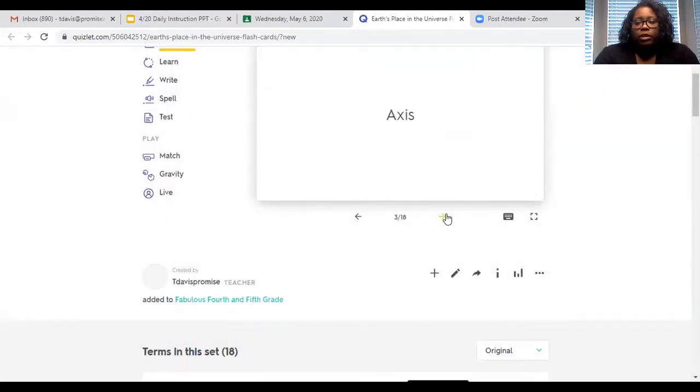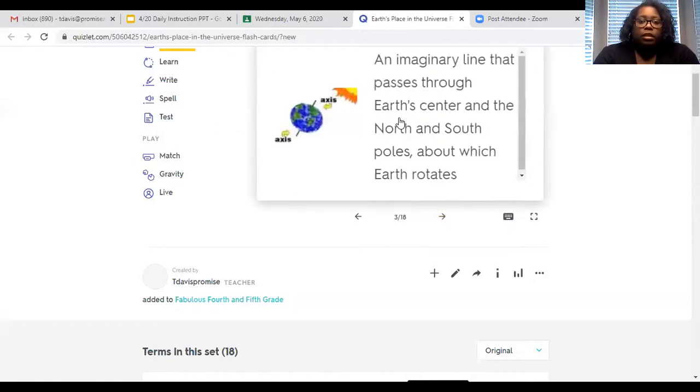Our next term is axis. Now, axis is the imaginary line that passes through Earth's center and the North Pole and the South Pole, about which Earth rotates, and these are the poles.